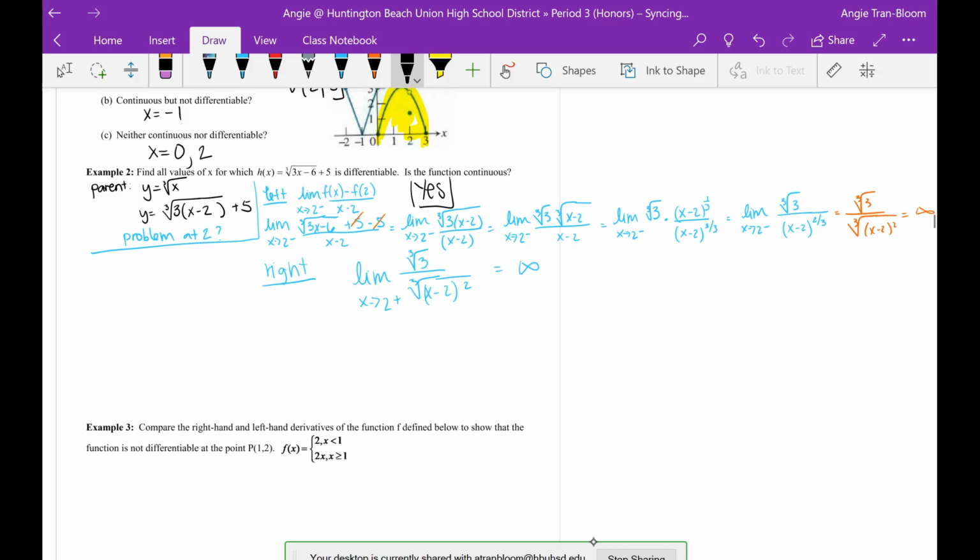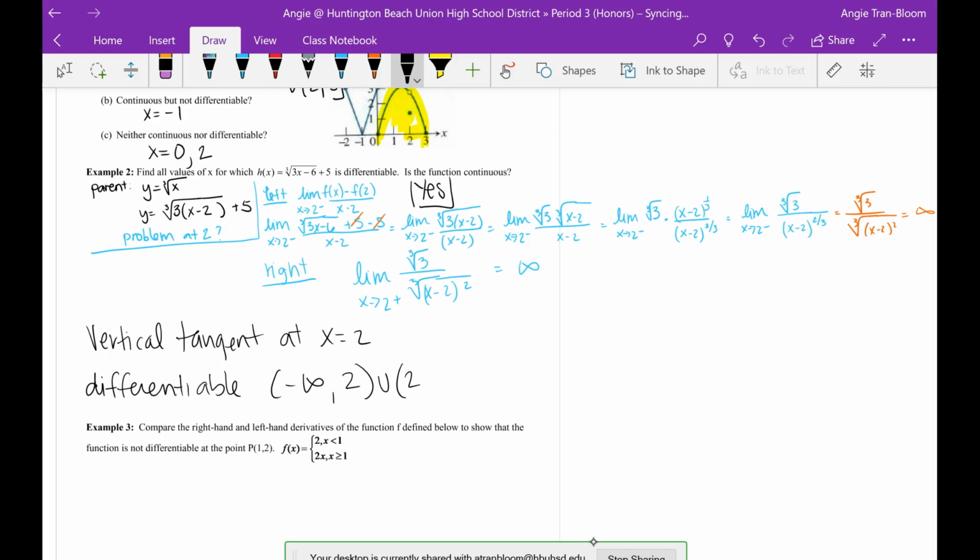So what? Vertical tangent at x equals 2. Well, I don't think that's what it asks, right? It says find all values of x of this function that's differentiable. No, it's just union. Differentiable from negative infinity to 2, union from 2 to infinity. And then we already answered whether that is continuous or not.